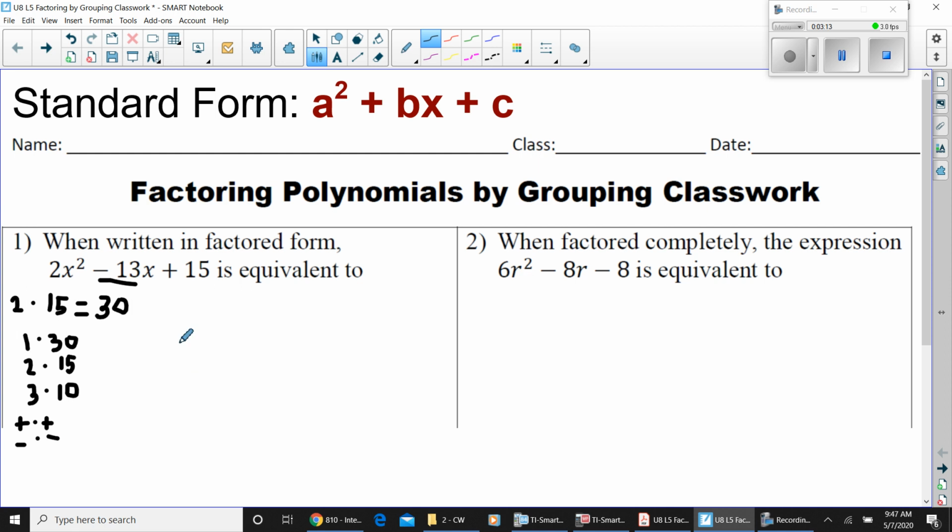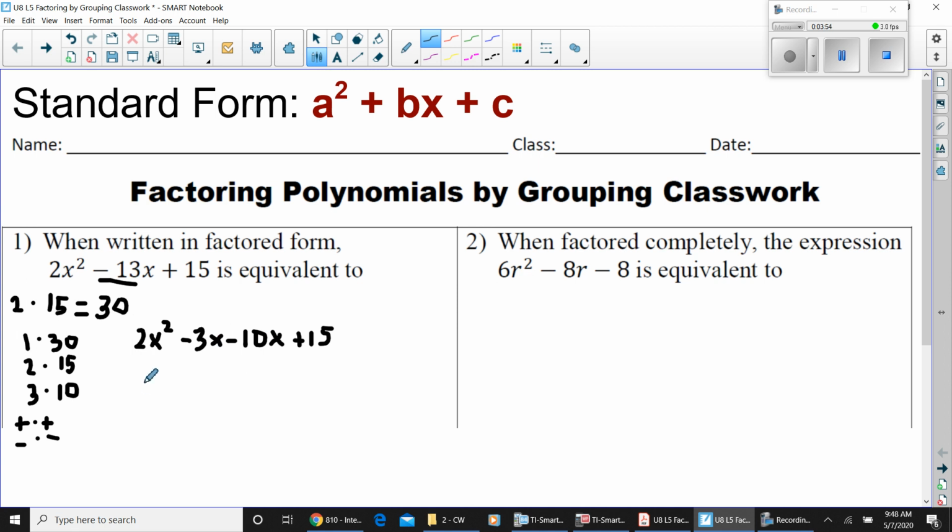All right, so I'm going to rewrite the 2x squared. I'm going to bring that down. And then instead of the negative 13x, I'm going to put negative 3x and also a negative 10x. You notice that negative 3x and negative 10x equals the negative 13x. You didn't really change anything, you just split that up to create something that could add or subtract to that negative 13x.